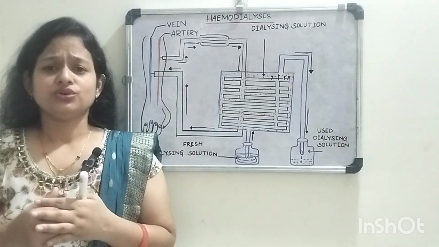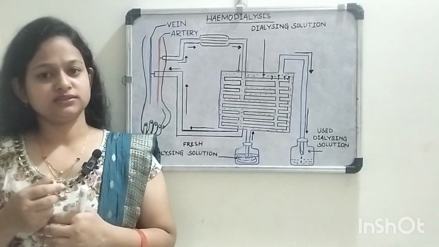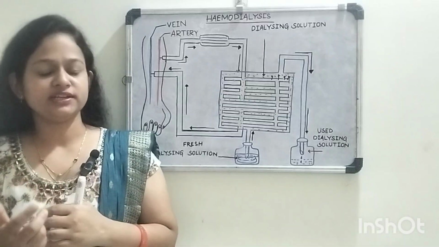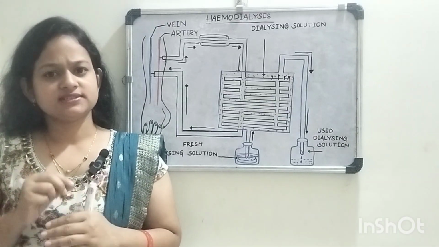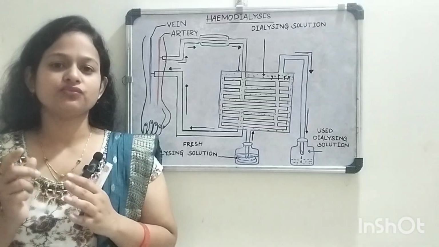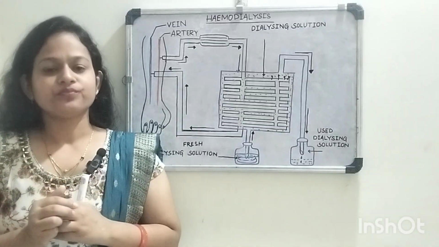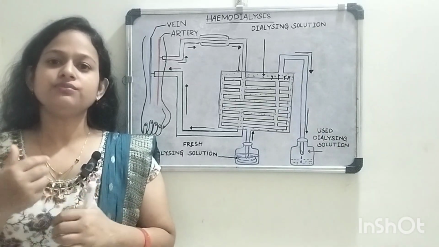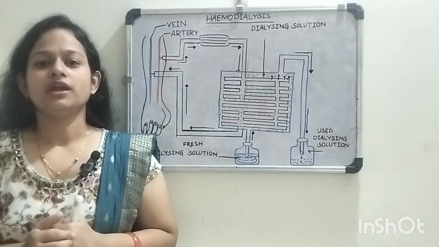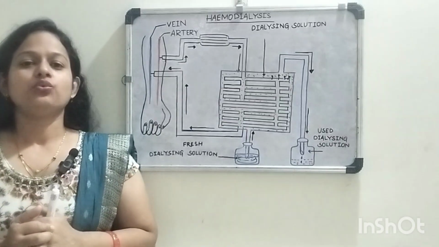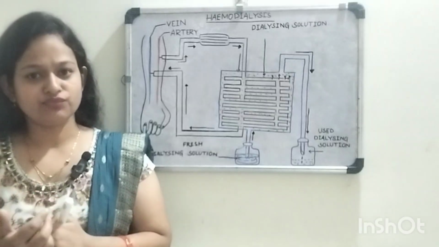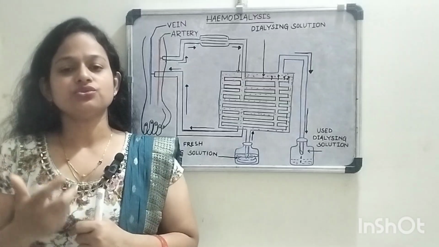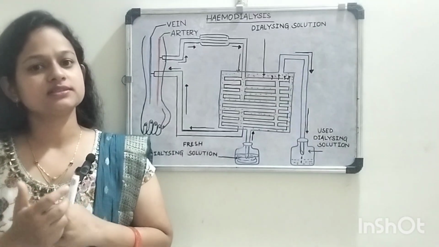But there may also be another case in which only one kidney is damaged. In that case, the other kidney is sufficient to carry out all the functions of the body. So when both kidneys of a patient are damaged, we have to follow this technique, that is hemodialysis. So what is the mechanism of a hemodialyzer, or dialyzer, or artificial kidney?